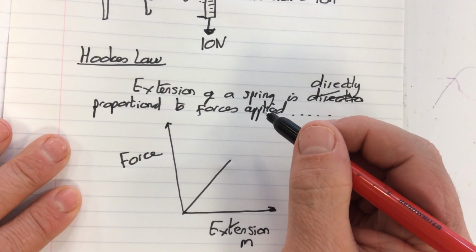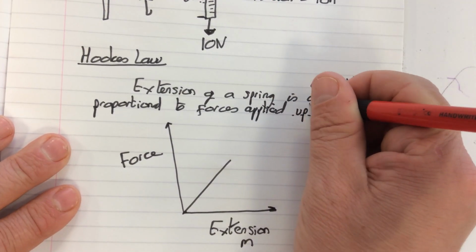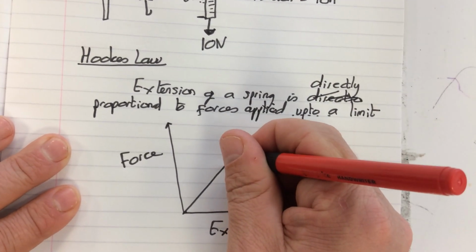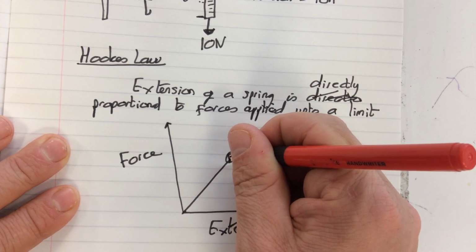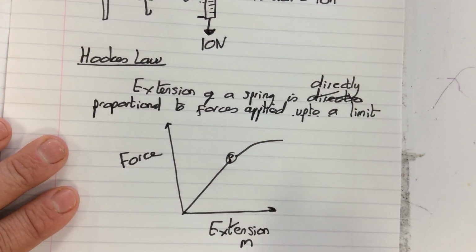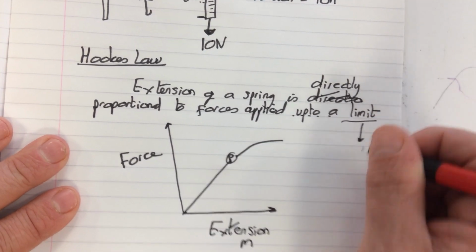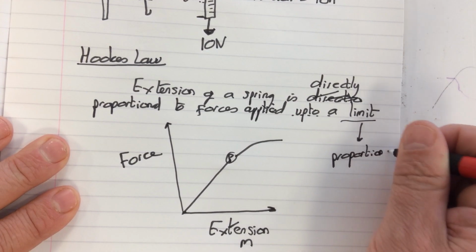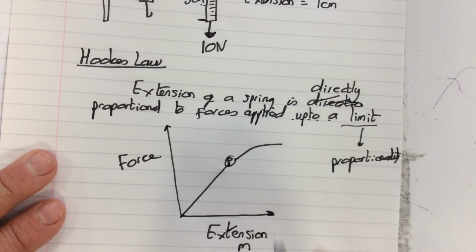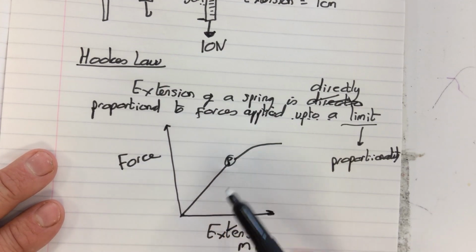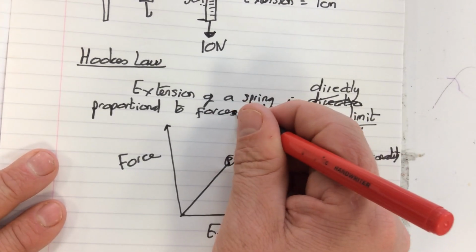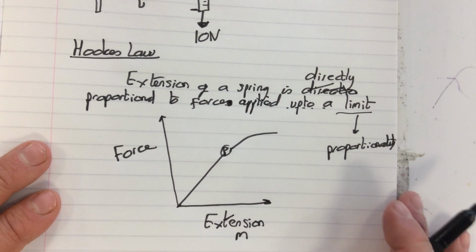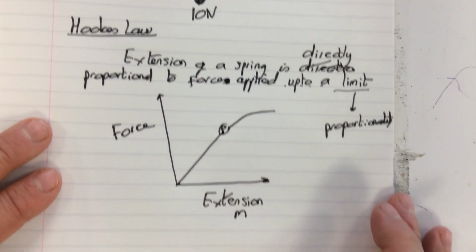So we reach a point where force applied, so up to a limit. Okay, I'm going to call that P. And after P, the shape of the curve starts to change. And the limit is called the proportionality limit. So the extension of the spring is directly proportional to the force applied, up to a limit, and the limit is the proportionality. It's called the limit of proportionality.